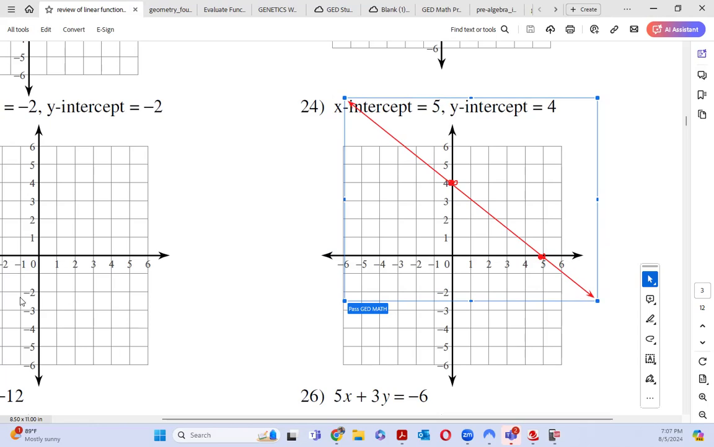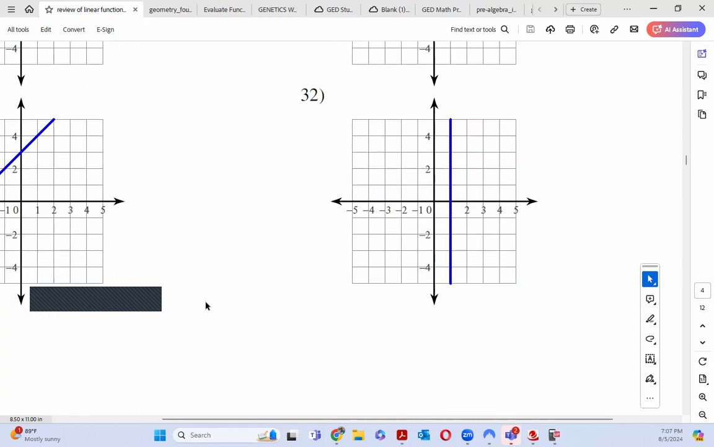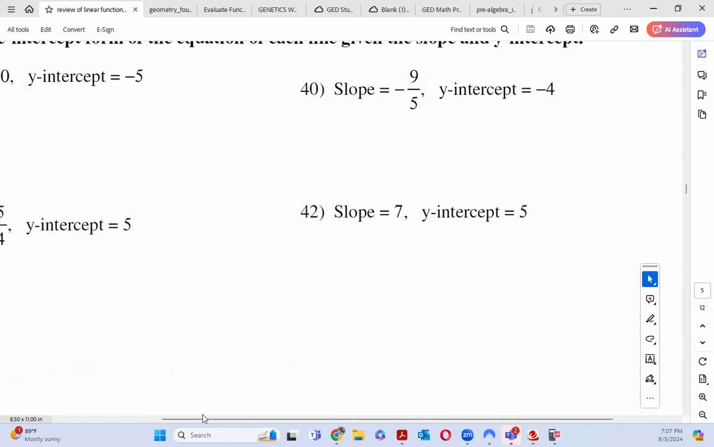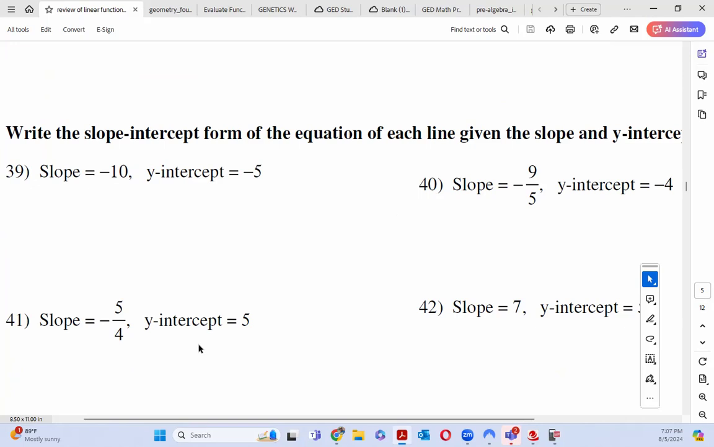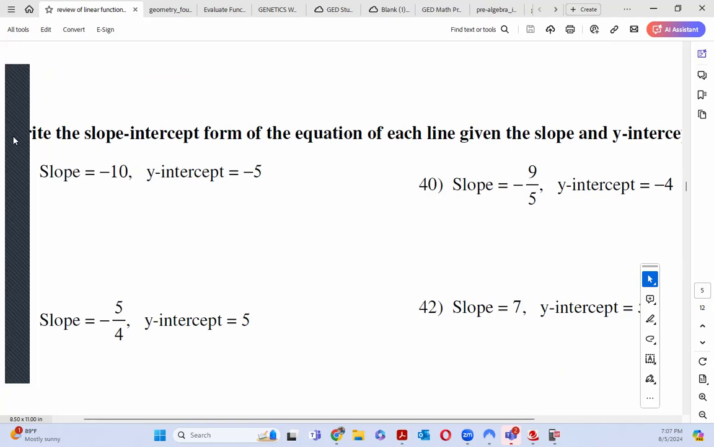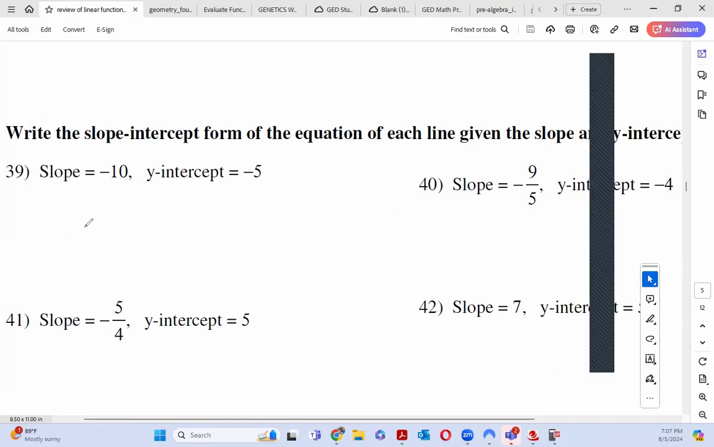Real quick before we leave, I just want to ask you something. So it's 3 people here. I want you to answer the question for me. I want you to give me an equation of a line. Number 39, the slope is -10. The y-intercept is -5. Can somebody tell me the equation of the line for 39?